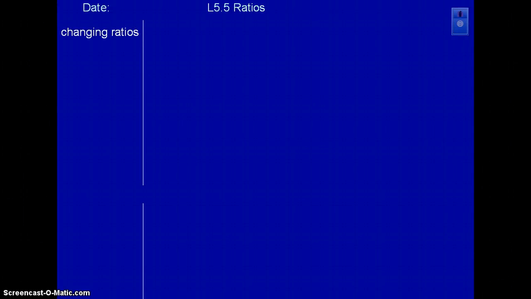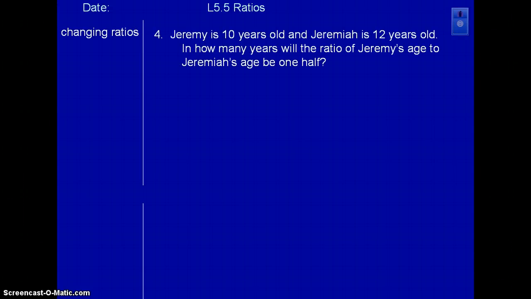Sometimes we deal with changing ratios. So let's take a look here. Jeremy is 10 years old and Jeremiah is 12 years old. In how many years will the ratio of Jeremy's age to Jeremiah's age be 1/2? Obviously, if we were to compare Jeremy's age to Jeremiah's age at this point, we would not get a ratio of 1/2. We'd actually get a ratio of 5/6.